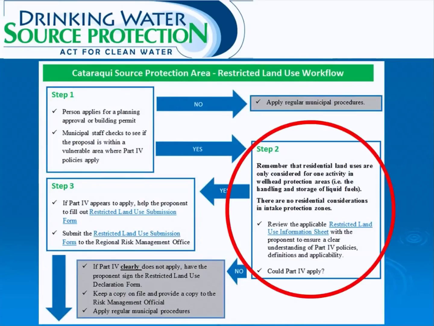In Step 2, the municipal staff person will assist the development proponent to determine if any Part 4 policies could apply to the proposal. Everything you need for this consideration is available on the Clean Water Cataraqui website, including the interactive maps as well as the restricted land use fact sheets, which will be explained on the next slide. The interactive maps and restricted land use information sheets were developed based on information in the Cataraqui Source Protection Plan. It is important to remember that there are limited source water protection considerations for residential uses in wellhead protection areas and intake protection zones.